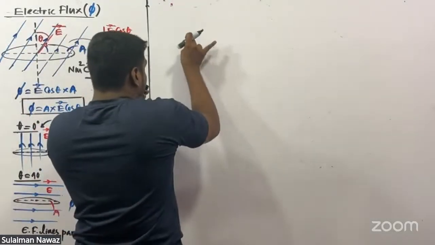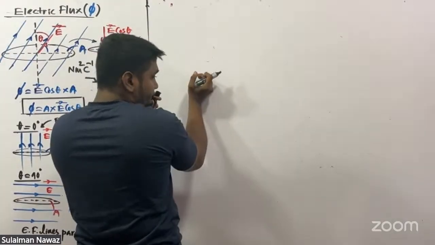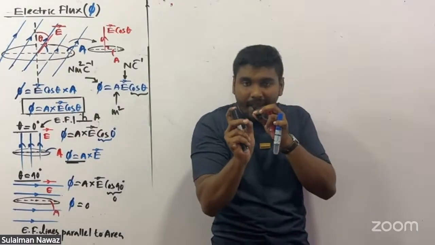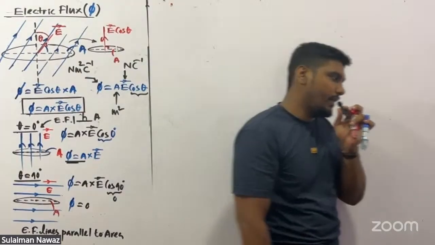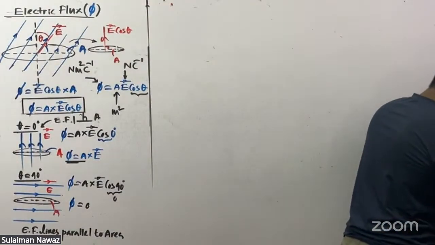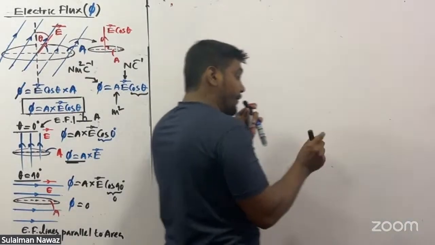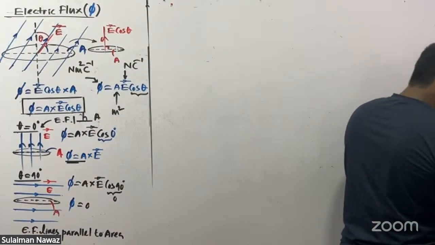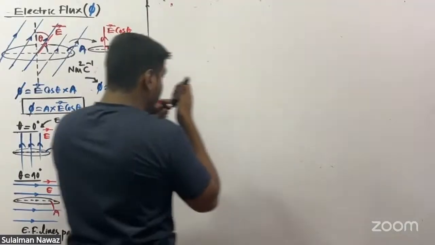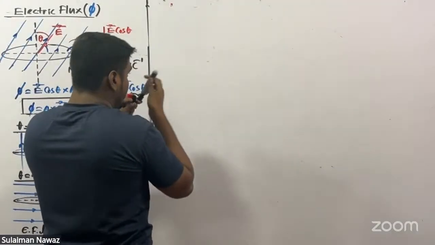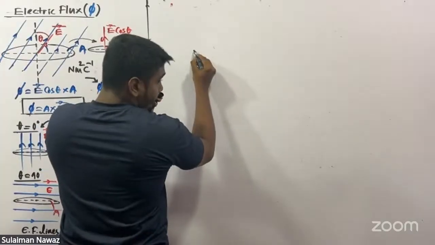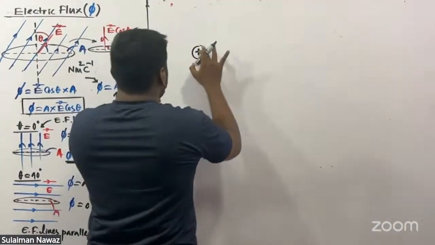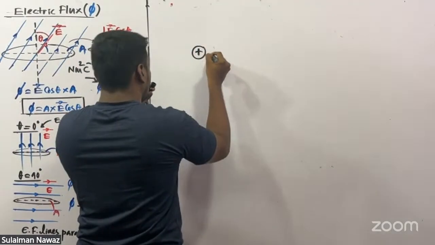Now there is a point charge. Let's say it's a positive charge. The magnitude of the charge is plus Q, capital Q. Shall we draw the electric field lines around that point positive charge? You also draw a larger diagram. That's the point charge, that is plus Q.